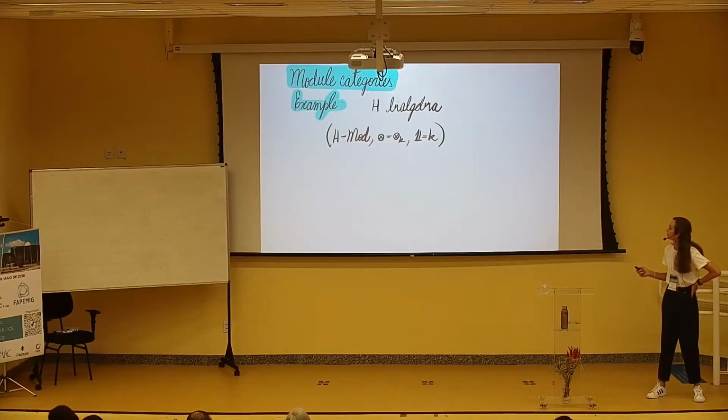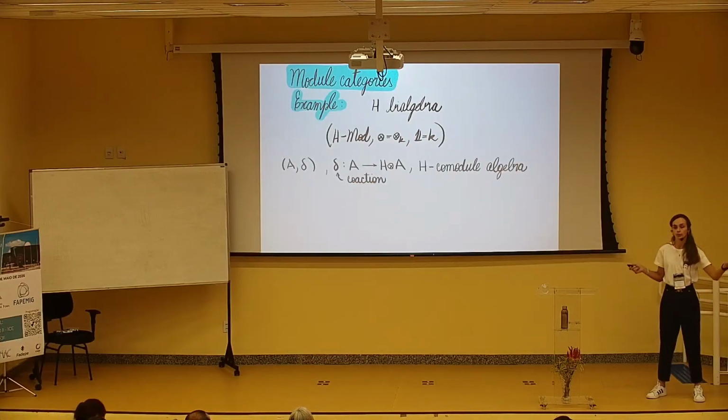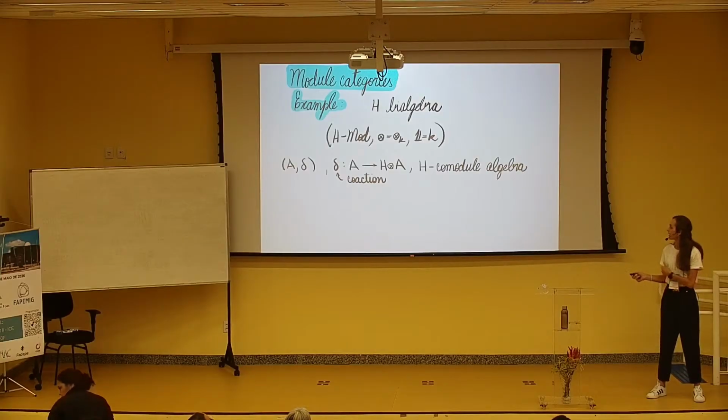And now I need to construct my module category over it. So this A delta is an H comodule algebra. What is that? It's an algebra, and it's also an H comodule. Instead of having an action, I have a co-action. So I have a map that goes from A to H tensor A that satisfies diagrams. So I have this structure of H comodule, and these two structures are compatible. Okay, so this should be morphisms of algebra, etc.